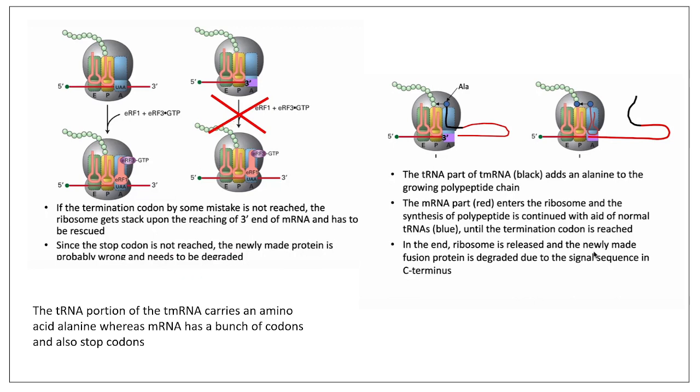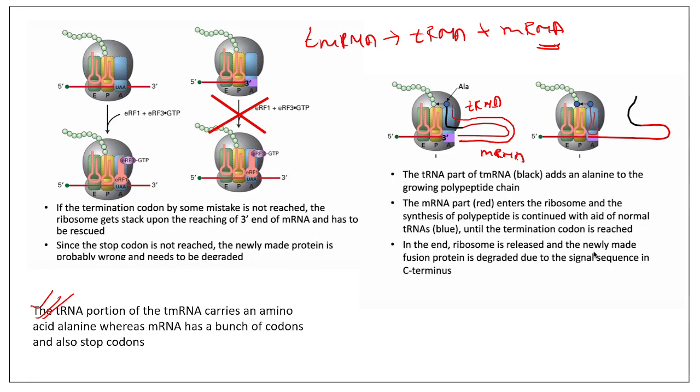So how it does this is, tmRNA has a portion of tRNA and it has a portion of mRNA. The tRNA portion of the tmRNA carries an amino acid, alanine, whereas the mRNA portion has a bunch of codons and also has stop codons. So what it does is that the tRNA portion adds an alanine, you can see this is alanine, to the growing polypeptide chain. You can see this is your tmRNA. This whole is your tmRNA. Now this black portion is the tRNA portion, and this red portion is the mRNA portion. So this tRNA portion will add an alanine to the growing polypeptide chain.